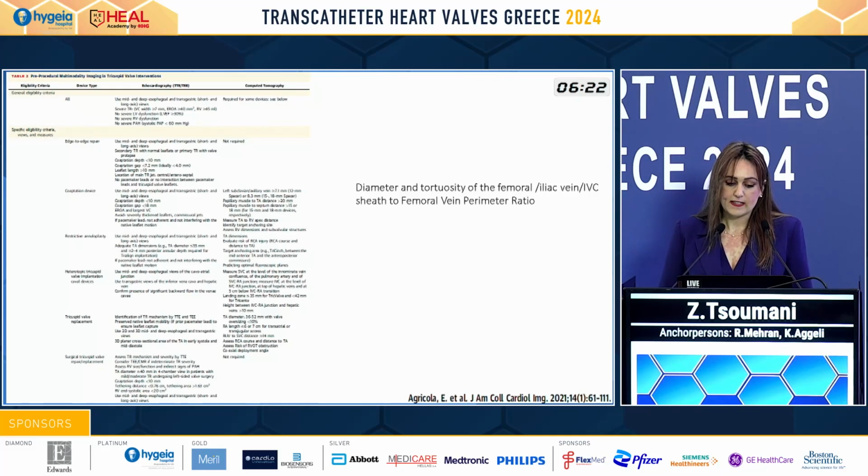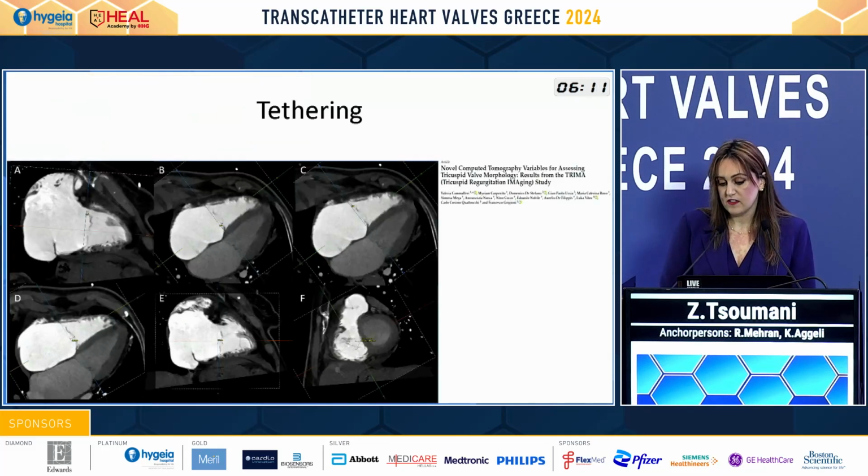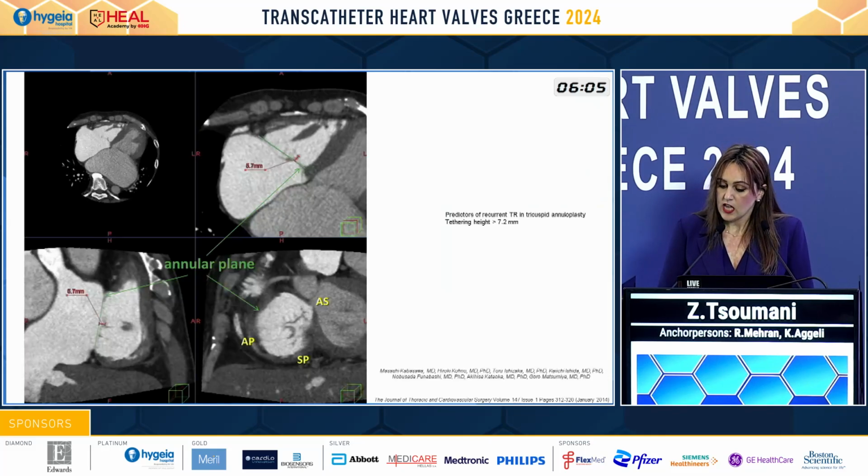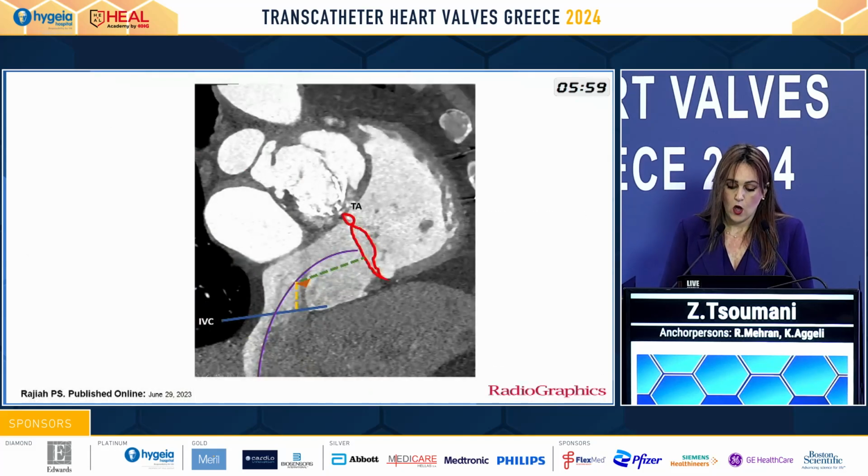And although cardiac CT is not generally recommended for edge-to-edge repair and surgical tricuspid valve repair or replacement, if we still have the data beforehand, we can measure the tethering height, area, and angle, giving predictors for recurrent TR, or even help with the catheter angulation of the edge-to-edge repair during the procedure.